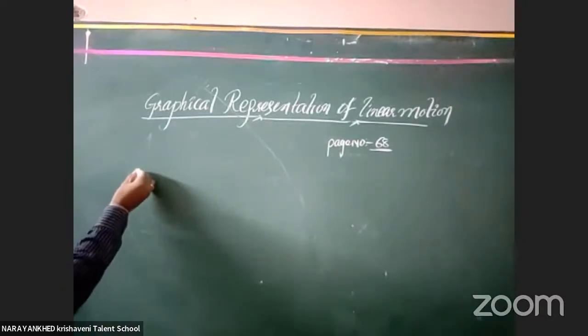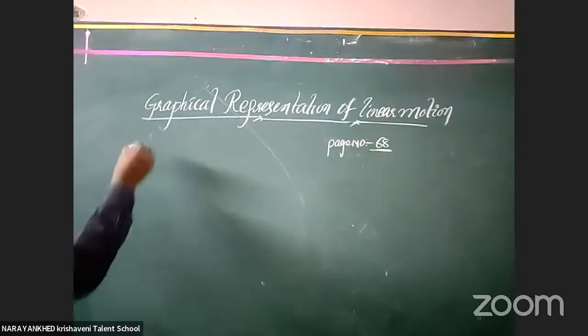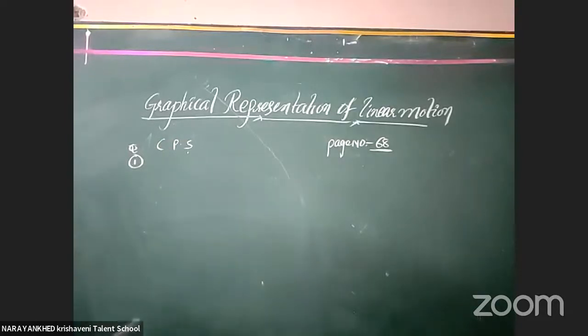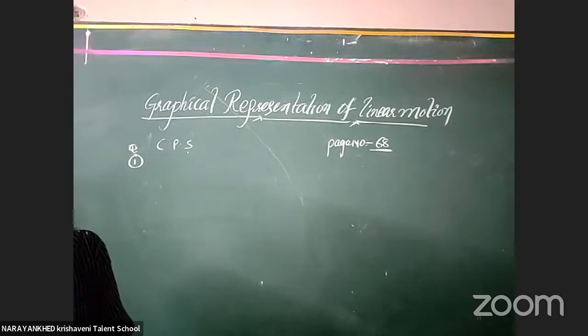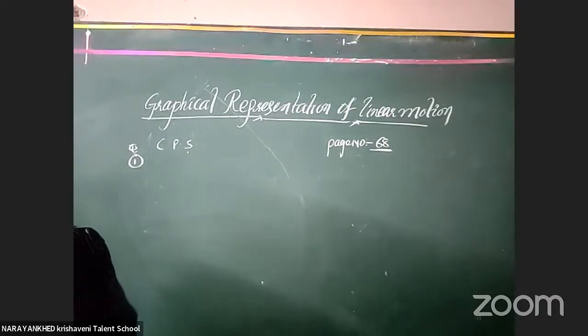Okay, now the first one, conceptual practice sheet, question number 1. What is given? The area under the velocity and time graph gives us displacement. The area under the velocity and time curve gives what? Displacement is given for us. Okay, clear or not, all the students?